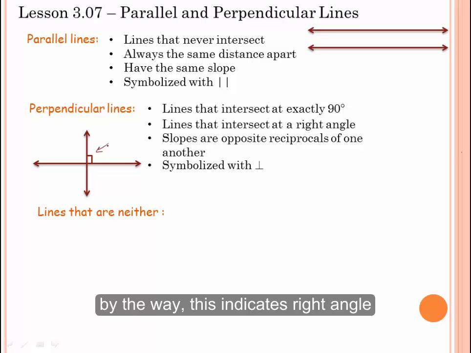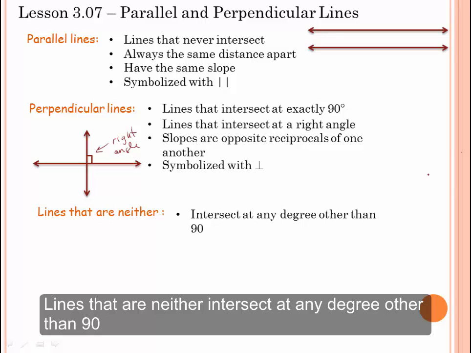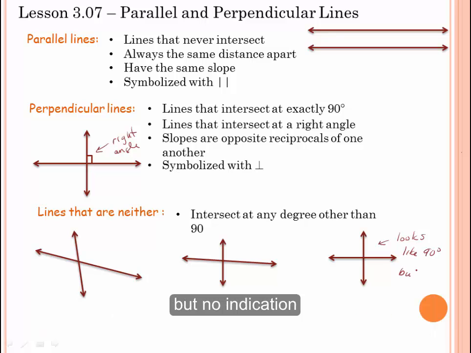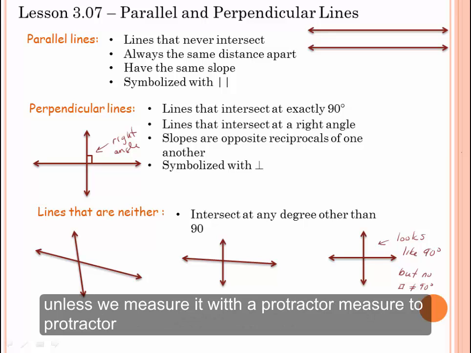By the way, this indicates a right angle. If it does not have this, we cannot assume it is a right angle. It could be 91 or 89 degrees, even if it looks like it's 90. Lines that are neither intersect at any degree other than 90 and can look like this or any other thing. Now you'll notice this looks like 90, but no indication. There's no little box, which means it's not 90 degrees, unless we measure it with a protractor.